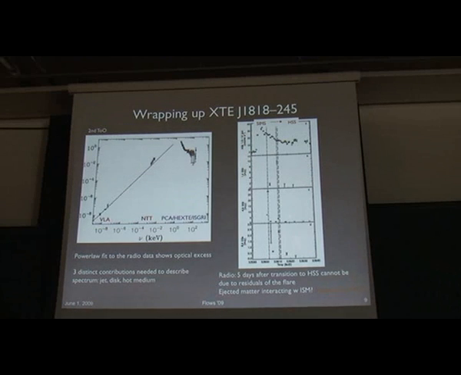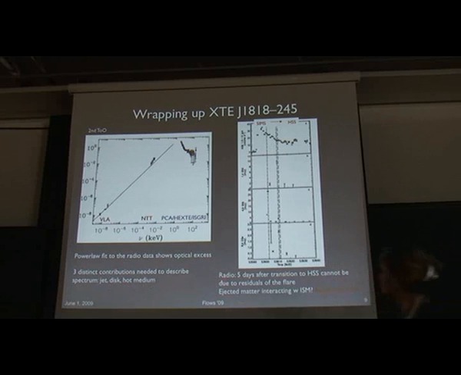And just to wrap it up, XTE J1818, we just put all the data together in one broadband spectrum. We don't have enough data to do any conclusive broadband spectral modeling here. But, by the way, this is not a fit. This is just a power law through the points here, just to show that there is an optical excess. The optical is probably from the accretion disk and the companion star. But basically, if one does very simple modeling, we find that we need three contributions to describe the spectrum, as one would expect: a jet, a disk, and a hot medium.